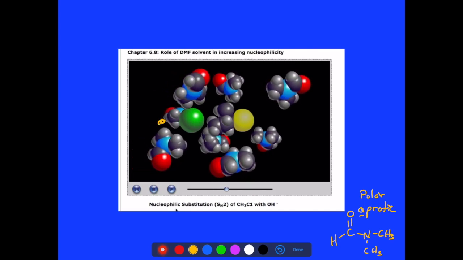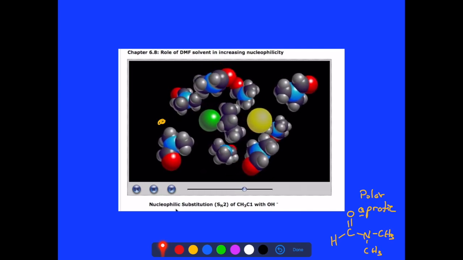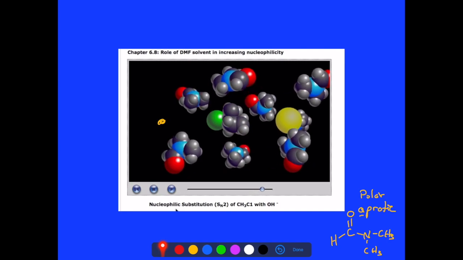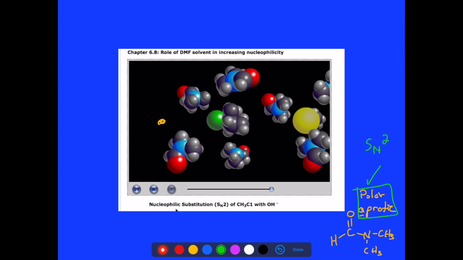It can come in and attack this group, and then the chlorine goes away as the leaving group. But this one happened at a much faster pace. The point, and the take-home lesson, is that polar aprotic solvents are good for SN2 reactions. So SN2 reactions prefer this because, why?